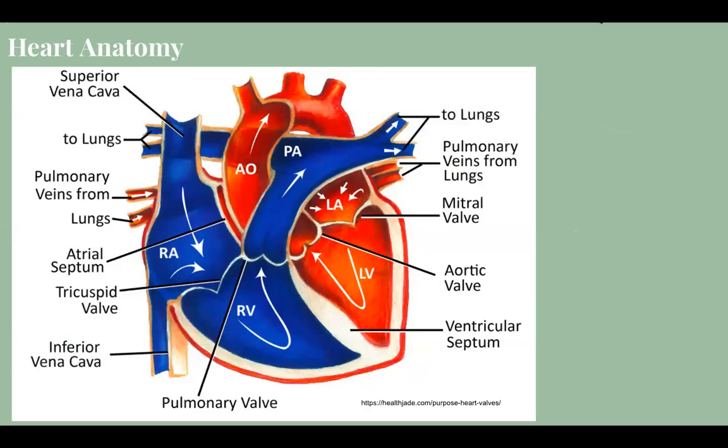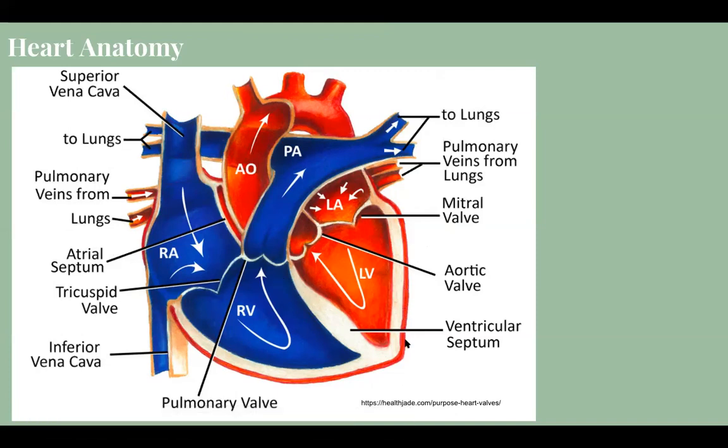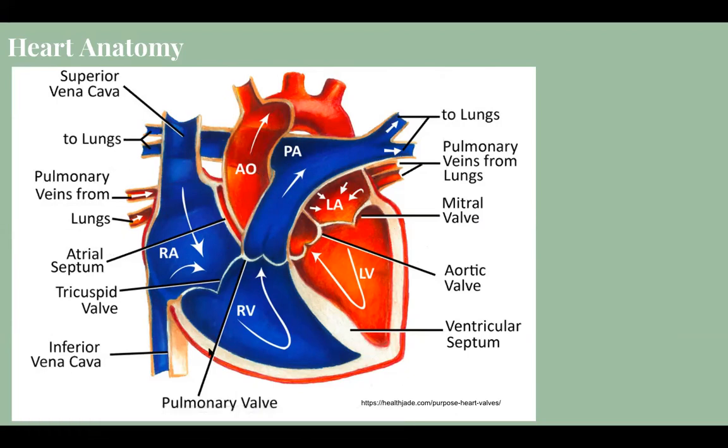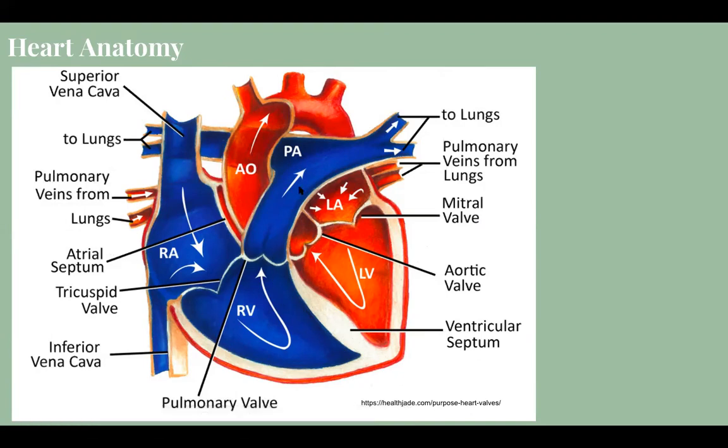Here's an image to summarize those structures. I'll take you through it quickly. These are your atria. These are your ventricles. The left side of the heart contains the oxygenated blood, and the right side contains the deoxygenated blood. Your right ventricle pumps blood out through the pulmonary arteries to the lungs, whereas your left ventricle pumps blood out through your aorta to the rest of your body.